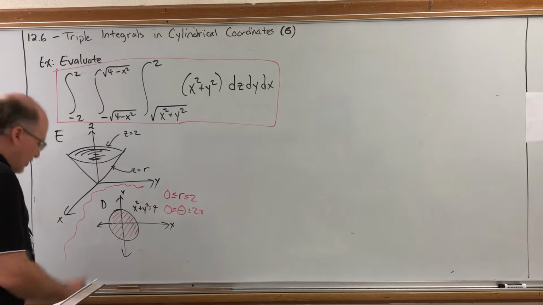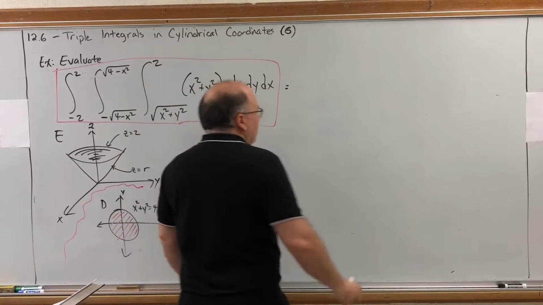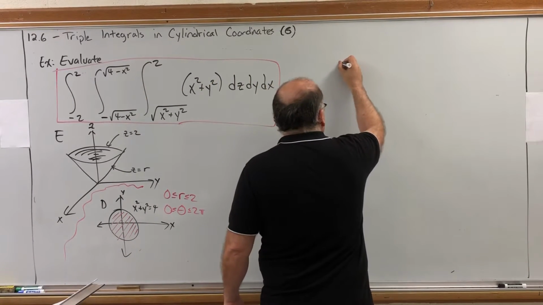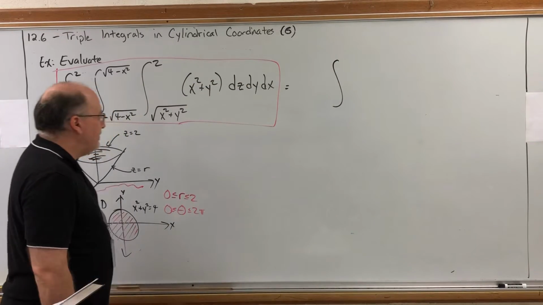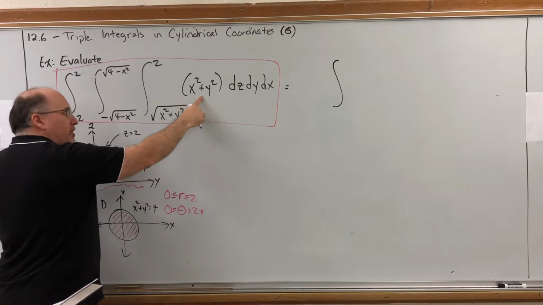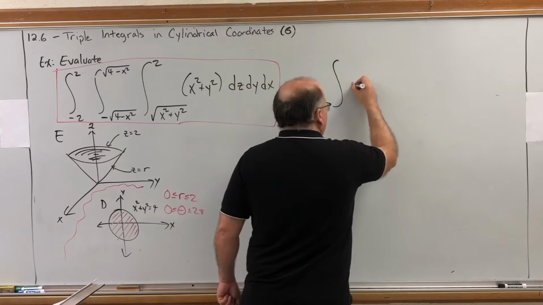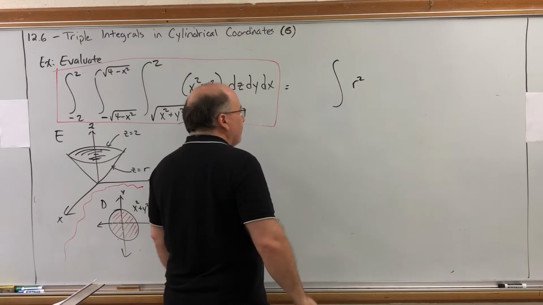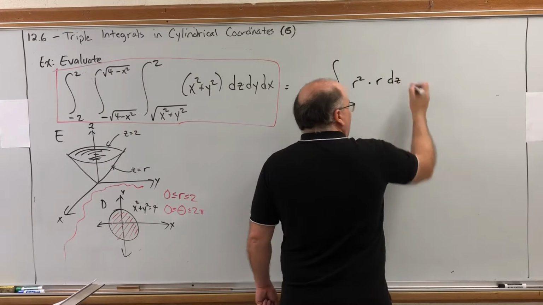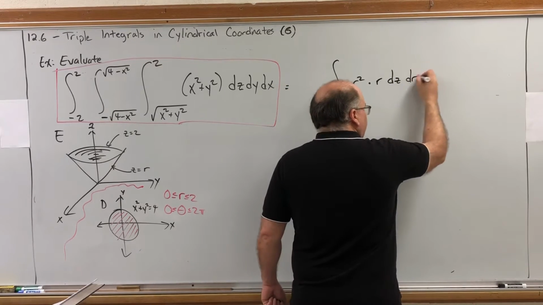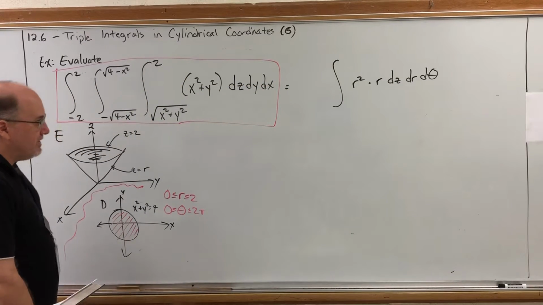All right, so let's set up the triple integral in polar coordinates. Let's start with the z. Actually, let's start with the integrand. The integrand is x squared plus y squared, and in both polar and cylindrical coordinates, that's equal to r squared. So, pretty easy integrand. Let's go ahead and pick up the r, because we know we're going to need it when we do the double integral in polar coordinates. So dr d theta preceded by an r dz.